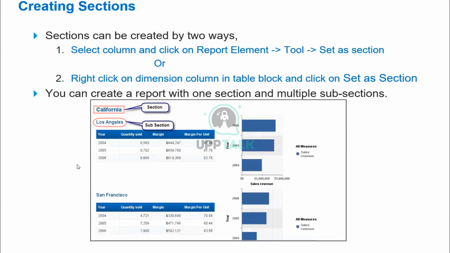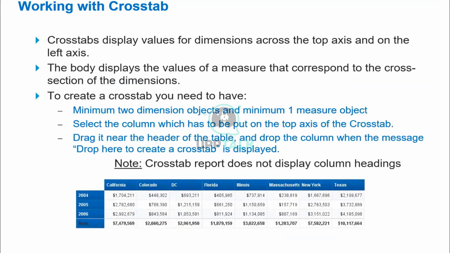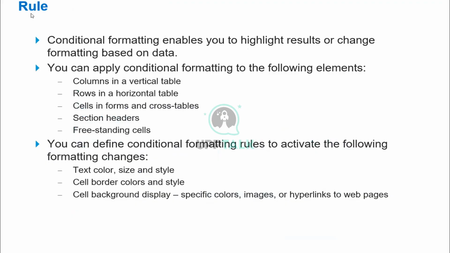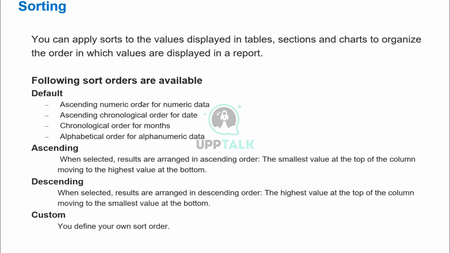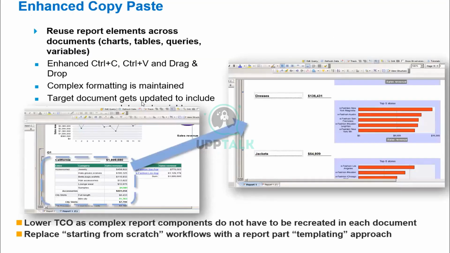After that, we checked how we can create sections, how we can create breaks, and how we can create rules for conditional formatting. How we can sort the data by ascending, descending or custom sorting. How we can copy and paste from one tab to another.